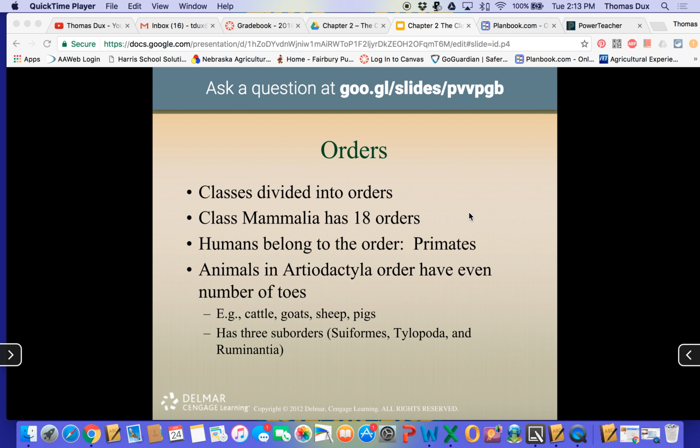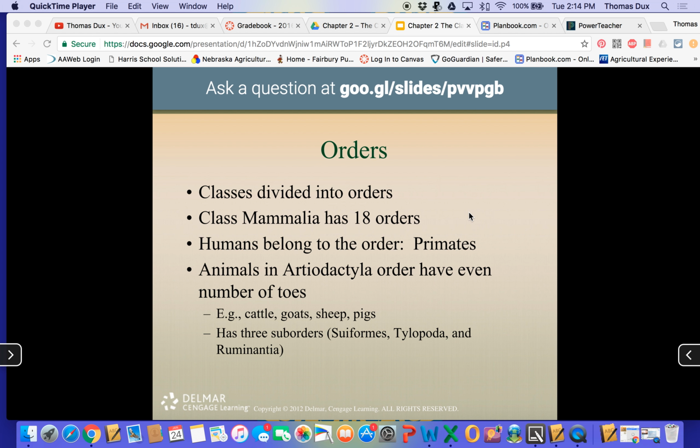These groups are called orders. Class Mammalia contains 18 different orders, including primates, to which humans belong. Cattle, goats, sheep, and pigs belong to the order that has an even number of toes, which would be our livestock that we will be talking about. Artiodactyla is how we'll say that. And within this order are 3 suborders.